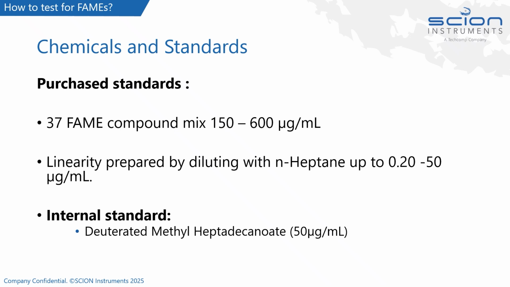The FAME standard was used to create a calibration set in the concentration range of 0.2 to 50 microgram per mil. We also decided to employ an internal standard to help with the reproducibility of our results, and we chose to use one of the deuterated versions of a FAME compound, deuterated methyl heptadecanoate. This was employed at a concentration of 50 microgram per mil. For more information on internal standards and on analytical standards in general and their uses in qualitative and quantitative analysis, you can find several technical notes on our website.